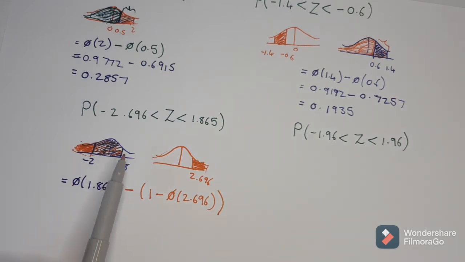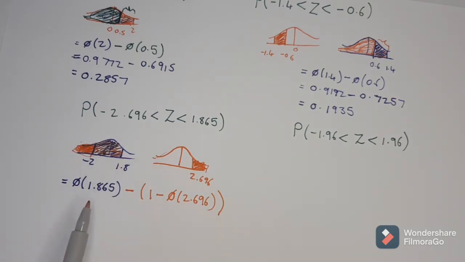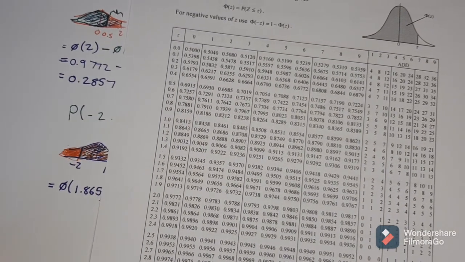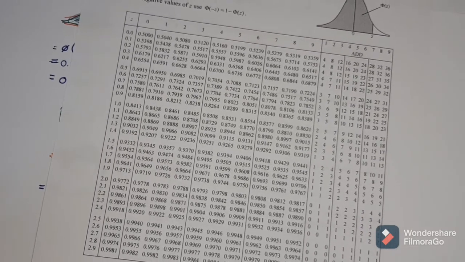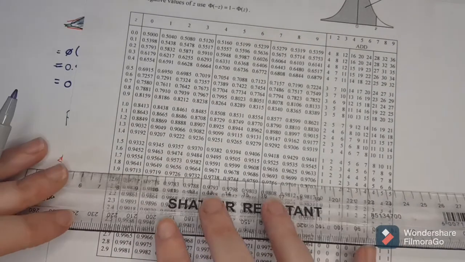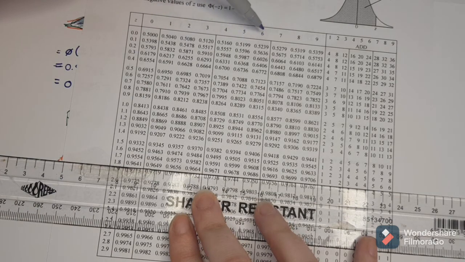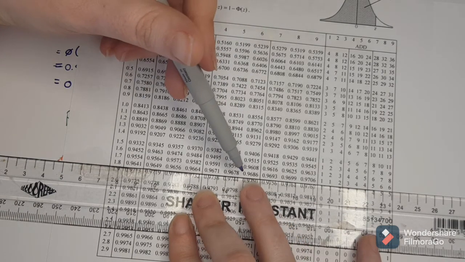So I'm going to take my positive 1 minus 1 minus my negative 1. Okay, so these are the kinds of things that you just have to learn for what we're looking for on the area of the curve. So now, if I look up my 1.865, I find 1.8 on there. And then I look across the top and I find 6.